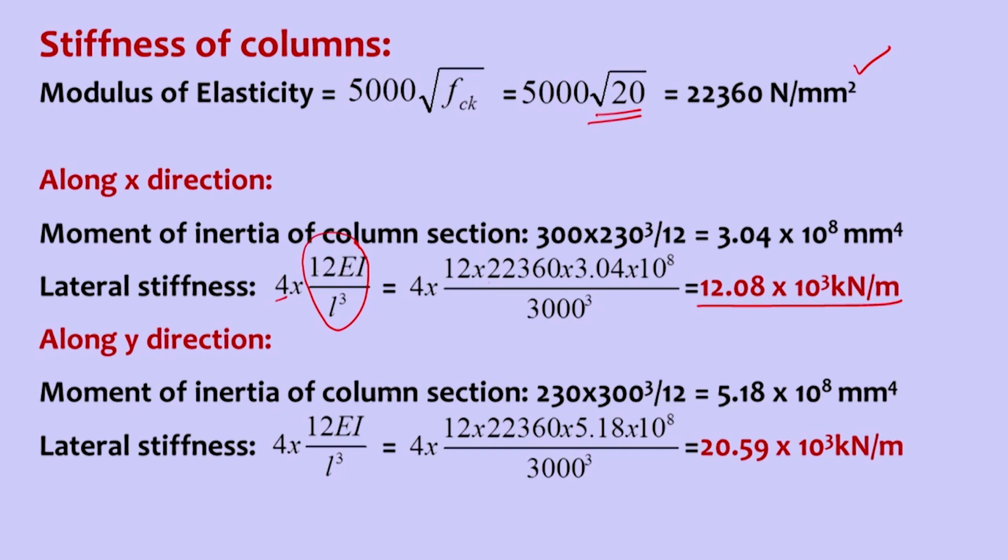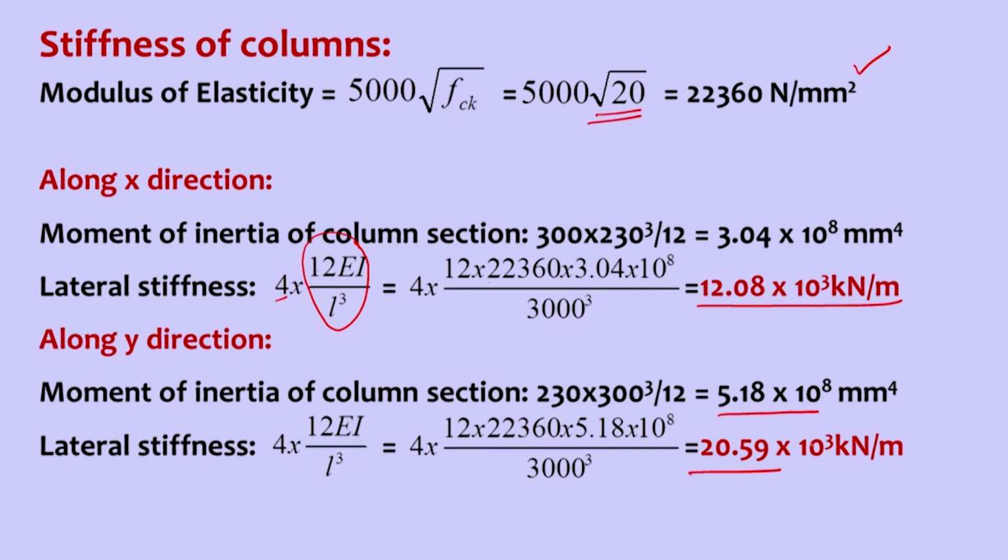And then the moment of inertia of the column section along the y direction is obtained as 5.18 into 10 to the power of 8 mm to the power 4. And accordingly, if we calculate the stiffness, that is 4 times 12 EI by L cube, we get 20.59 into 10 to the power of 3.